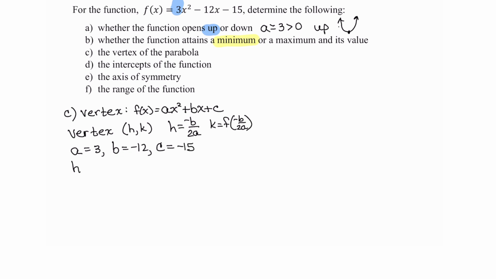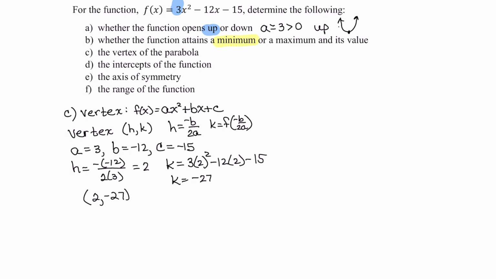So our h coordinate of our vertex is the opposite of negative 12 over 2 times 3, so that's positive 12 divided by 6, or 2. And then our k coordinate of our vertex is running 2 through the function, so that'll be 3 times 2 squared minus 12 times 2, and then minus 15. So that gives me a k value of negative 27. So my vertex is 2, negative 27.